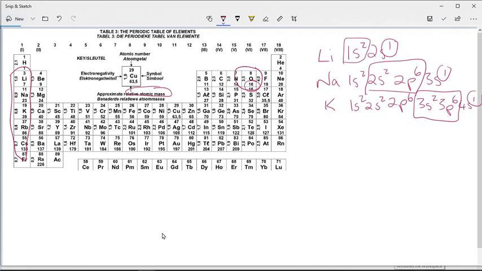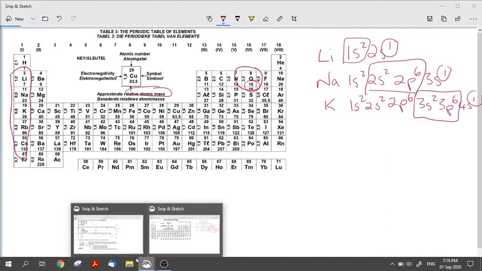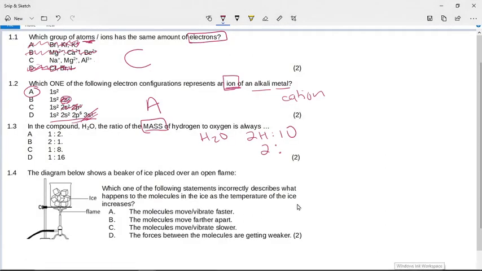So oxygen's mass is 16. It's got 8 protons, 8 neutrons. It weighs 16. So the ratio here is 2 is to 16. But we must simplify this ratio, so it's 1 is to 8. To work out the answer for yourself, do not just go and look at the questions and try and make it fit the answer. Work out the answer for yourself. So this one is C.